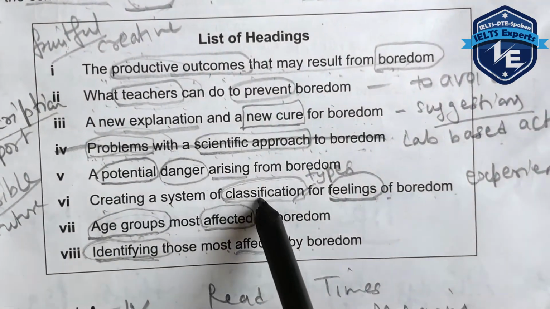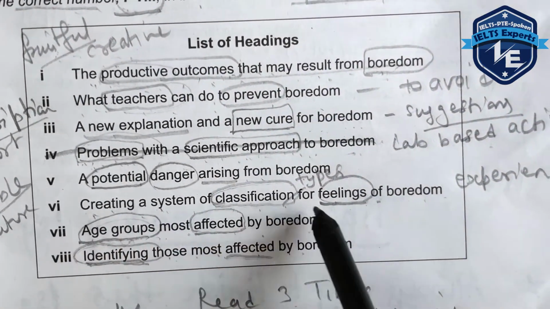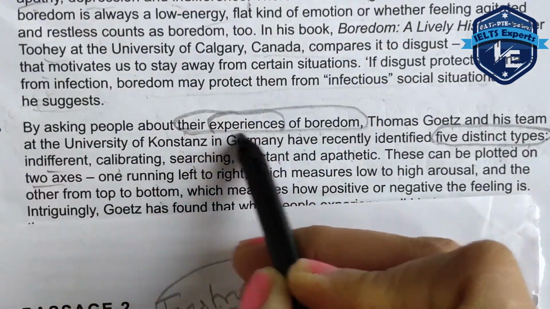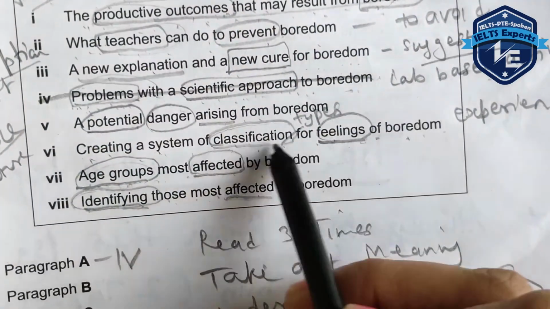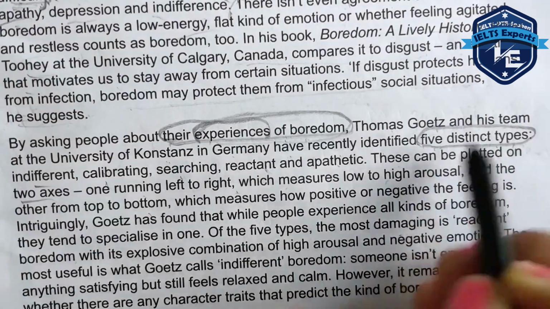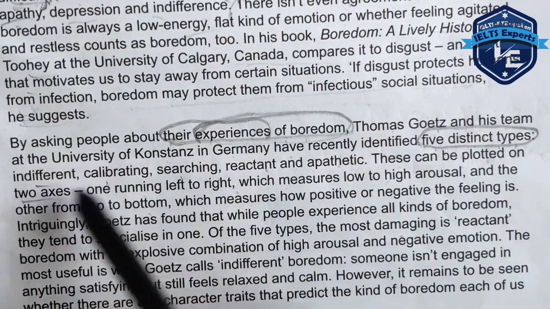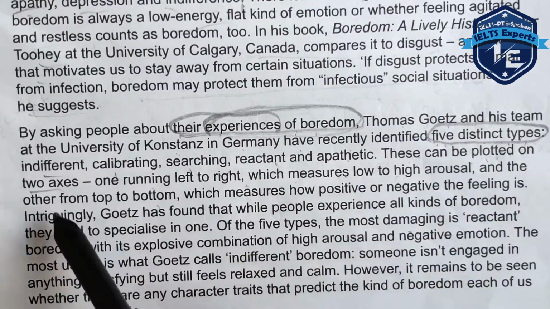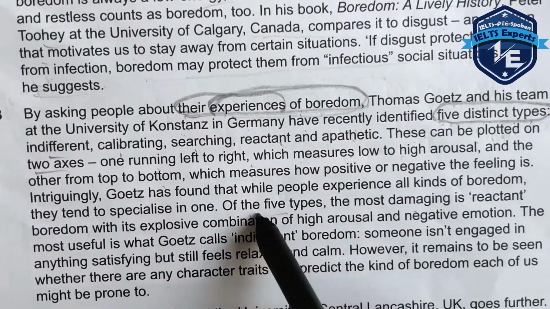Yes, I told you. Creating a system of classifications for feeling of boredom. Feeling is experience of boredom. We get this, as well as the word classification for feeling of boredom. Yes, we got this word. 5 distinct types. These are the 5 distinct types of boredom they have given. These can be plotted. Now they have explained one of the 5 types.